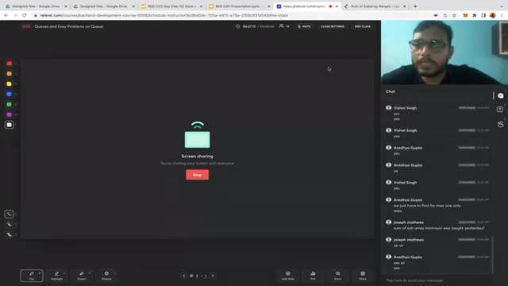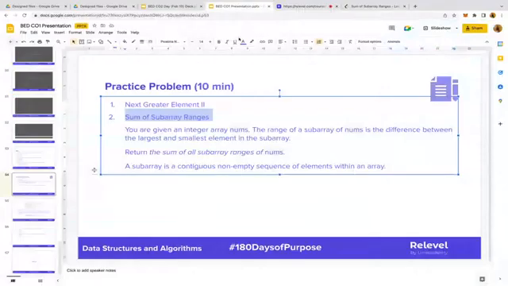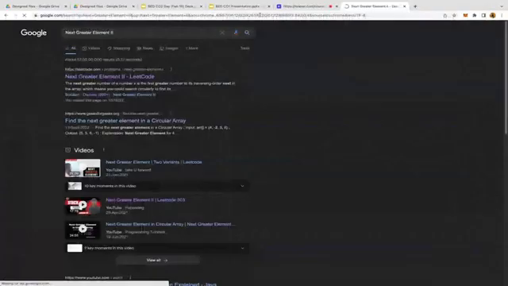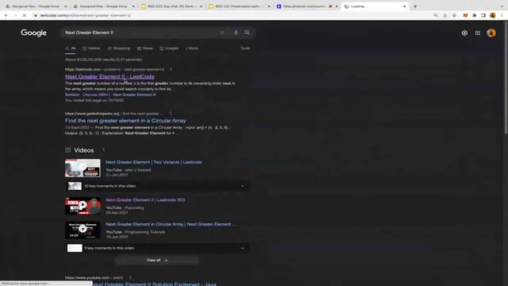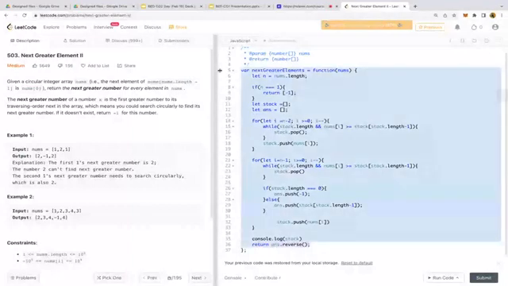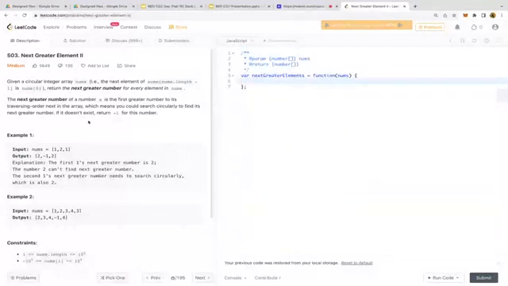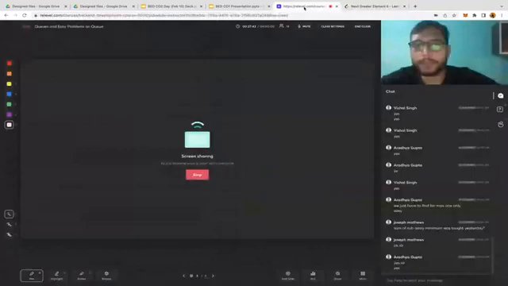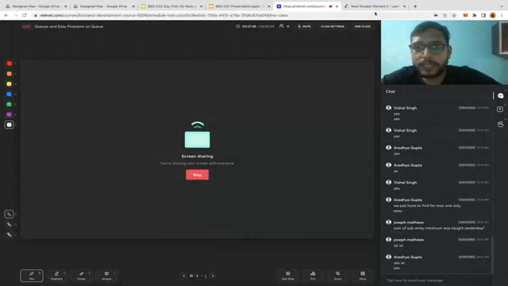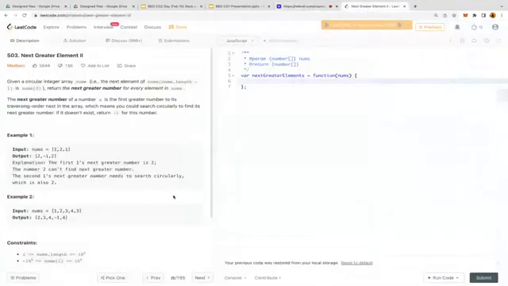Yeah. So let's move on to the third question, which was Next Greater Element 2. This one is a little bit interesting. This also comes under medium. If you remember the last one, Next Greater Element 1, that was easy, but this one is medium. So why? Let's see that.